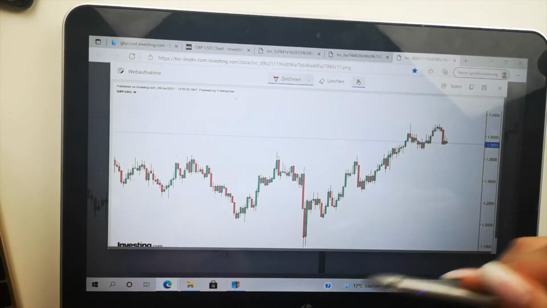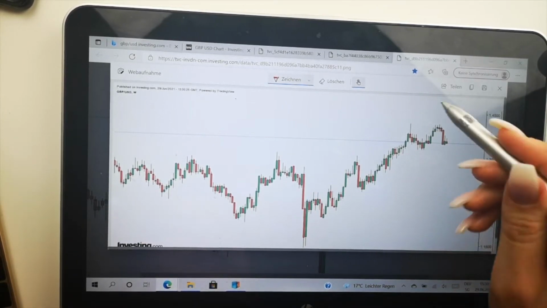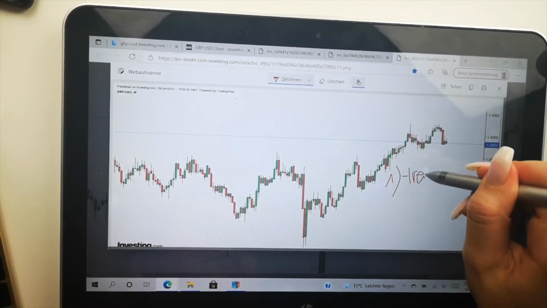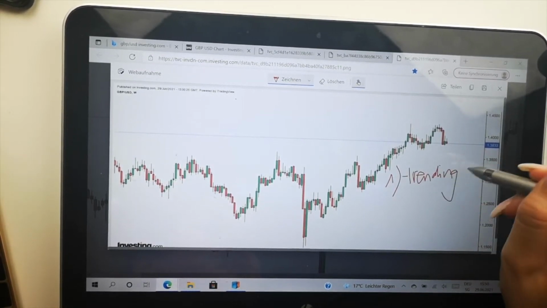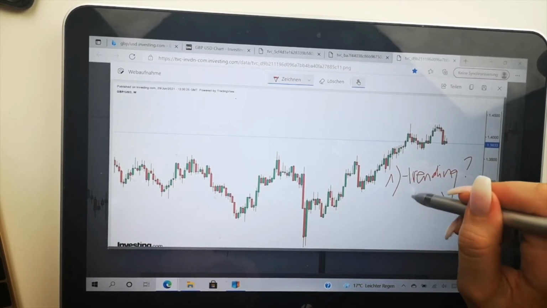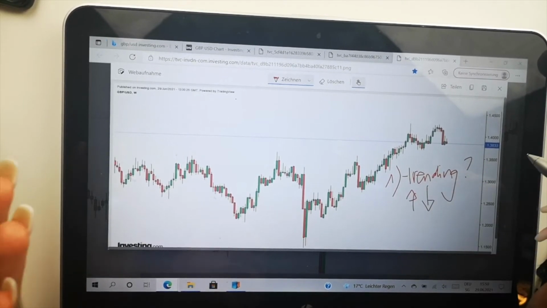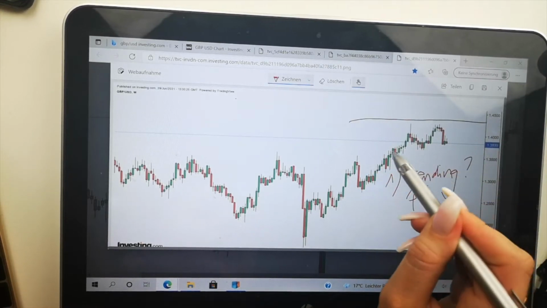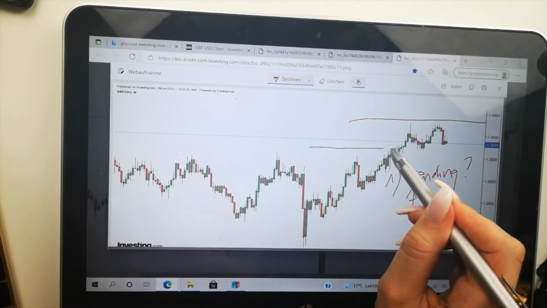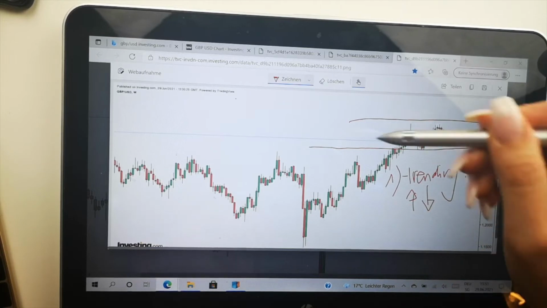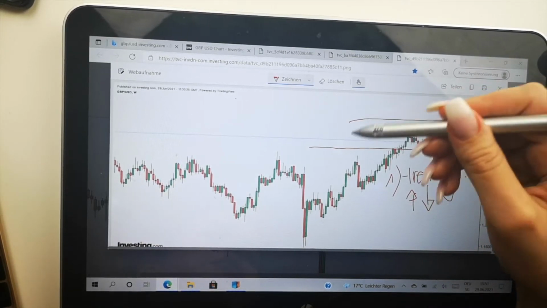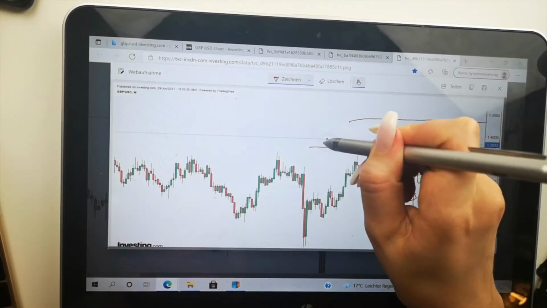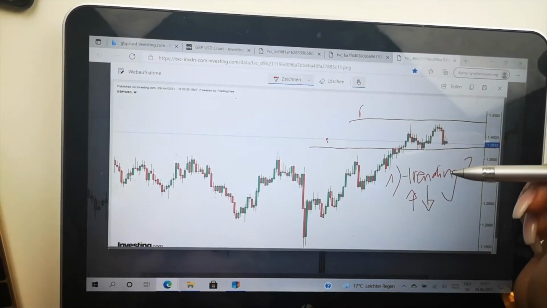Now, this is the weekly chart of GBP USD. What we can see here, first of all, the question is, do we have a trending market? That means a clear uptrend, a clear downtrend. Now, the answer is no, obviously not. We are stuck in the middle of a ranging zone. That's a ranging market. We're still stuck in the zone of support and resistance.